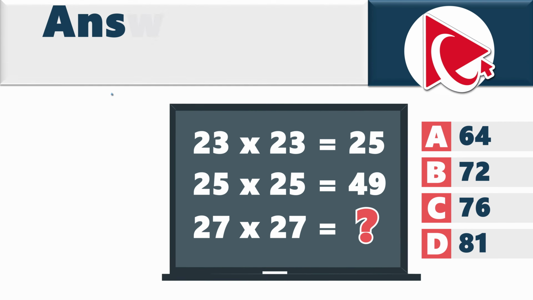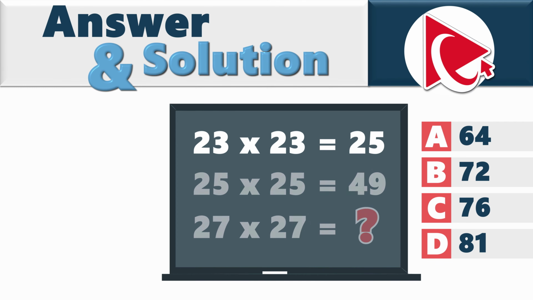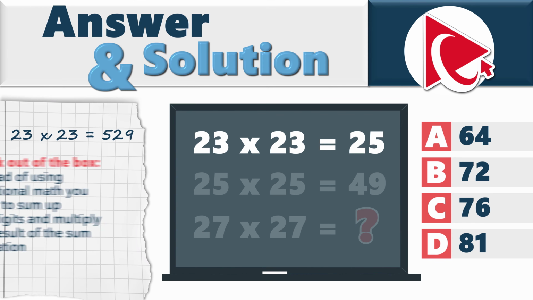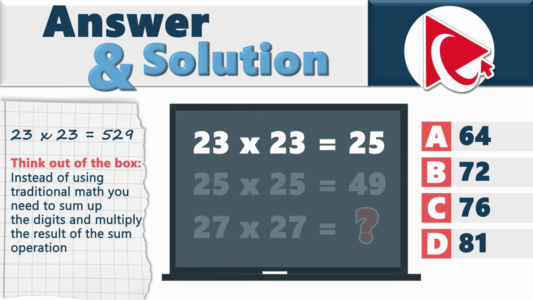Did I warn you that this expression is slippery? In the typical world, 23 multiplied by 23 equals 529. But to solve this problem, we need to think out of the box. And instead of using traditional math, you need to sum up the digits and multiply the results of the sum operation. Let's look at the example.